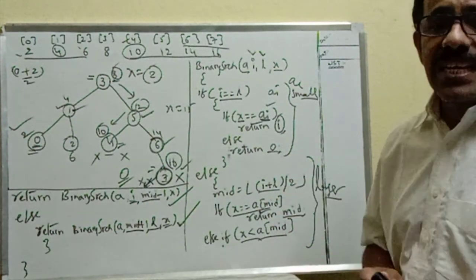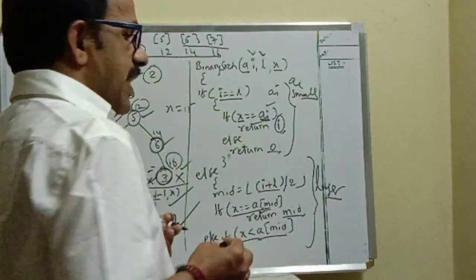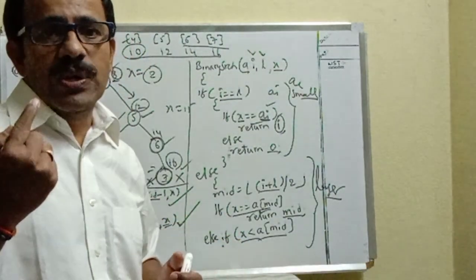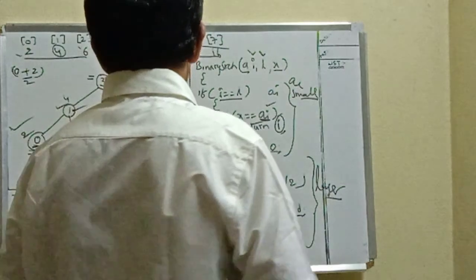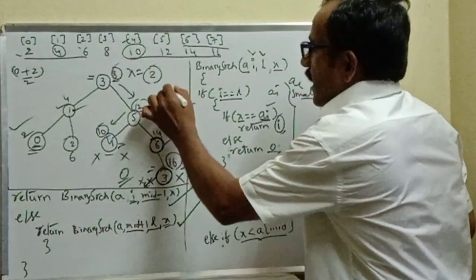Then what is the best case time complexity now? See, best case means if only one comparison is required to say the answer, then that is the best case. Suppose in the original problem mid is matched, suppose you take 8.